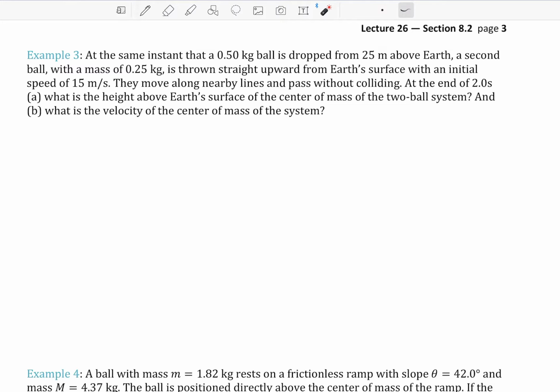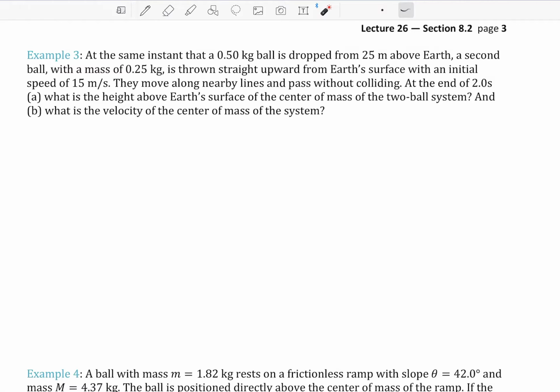This one is just going to be about finding it. At the same instant that a 0.5 kilogram ball is dropped from a 25 meter height above Earth, a second ball with a mass of 1/4 kilogram is thrown straight upward from Earth's surface with an initial speed of 15 meters per second. They move along nearby lines and pass without colliding. At the end of 2 seconds, what is the height above Earth's surface of the center of mass of the 2-ball system, and what is the velocity of the center of mass of that system?